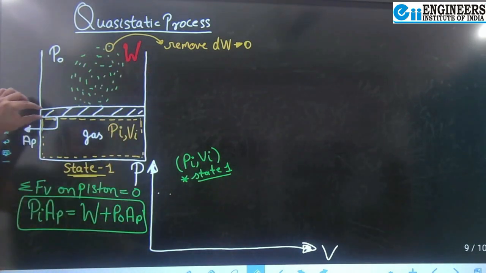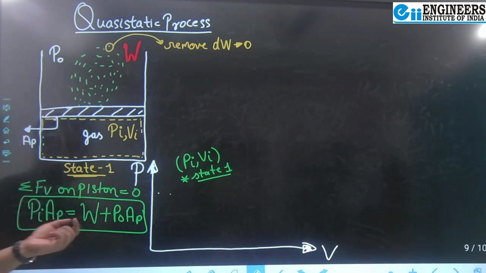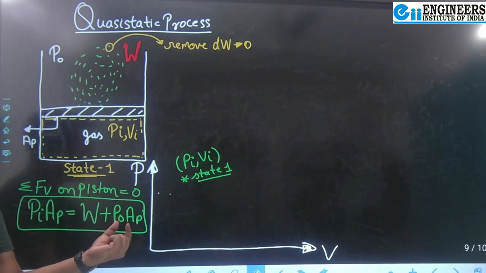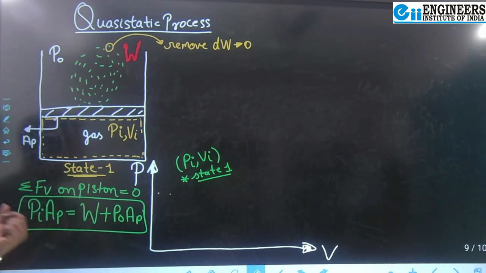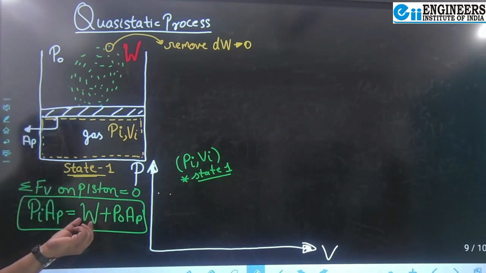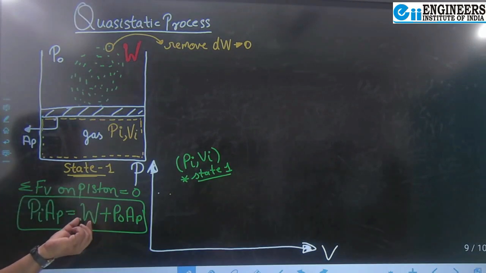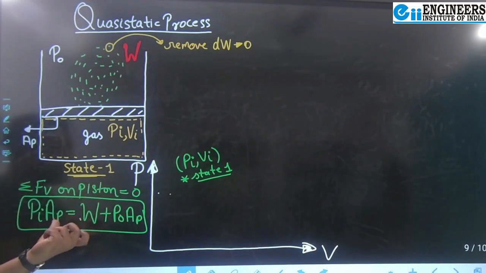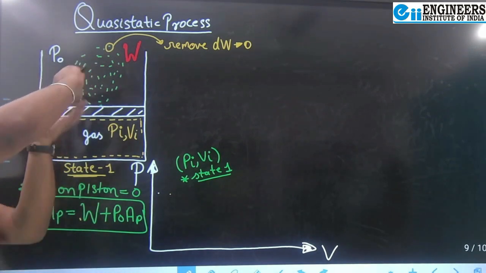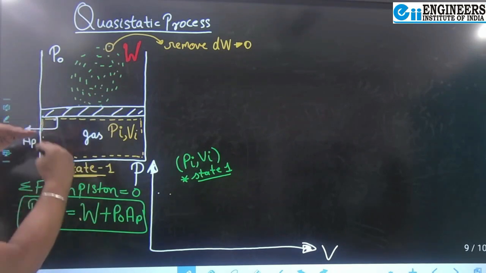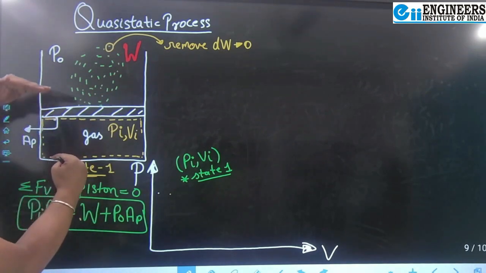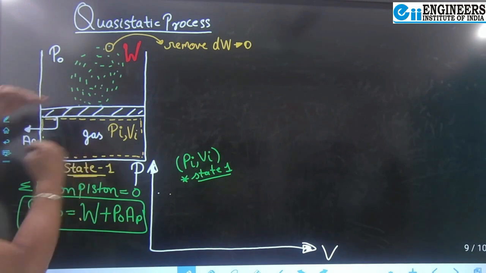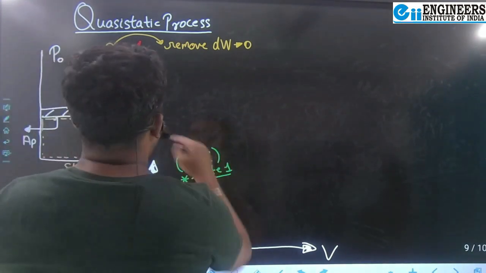There will be some imbalance of forces on the top and the bottom of the piston. Because initially this weight plus atmospheric pressure force was balancing the gas pressure force from the bottom. But now this total weight W is reduced slightly, because you have removed a very small amount of weight. So definitely some imbalance of forces will be there. From the top, some weight is reduced now, so there's scope for the gas to expand slightly. Gas will expand.